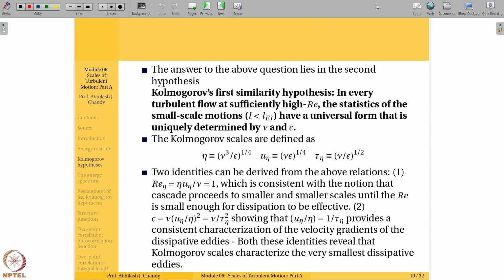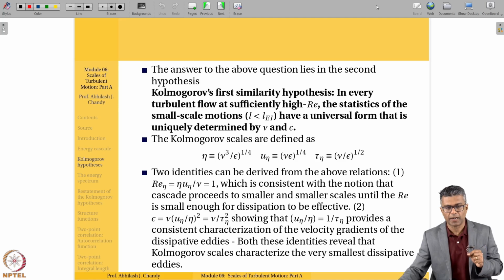Hello everyone. So we were talking about Kolmogorov's hypothesis in the last class. We got to a point where we were starting to derive Kolmogorov's third hypothesis, which is his second similarity hypothesis. I just want to take a step back before we derive some of the things here and refresh your memory in terms of what Kolmogorov's first similarity hypothesis was.